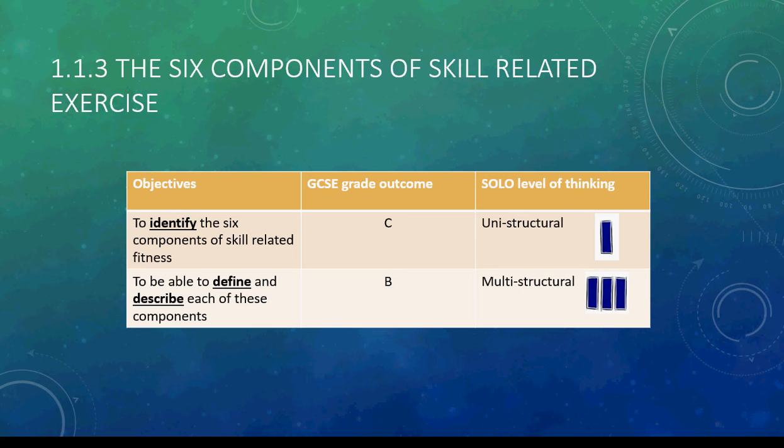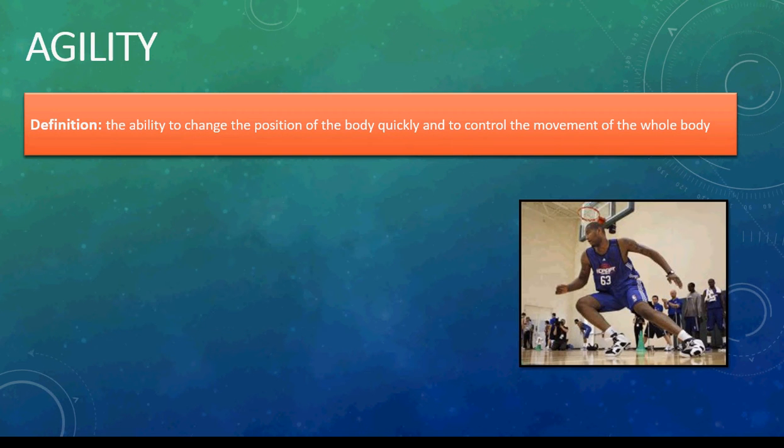And then obviously we're moving to multi-structure, where we're finding those links and drawing things together, and that's where we're going to be describing each of these components. Now it's really important that you understand the difference between health related components and skill related components. If you get these terms mixed up in an exam, you're more than likely going to be losing a lot of vital marks. So skill related fitness.